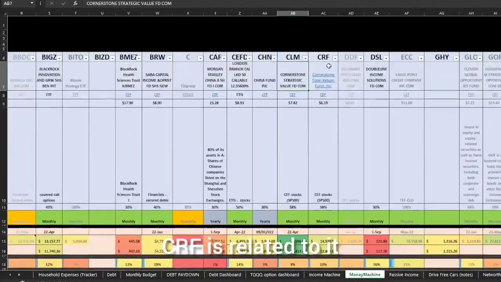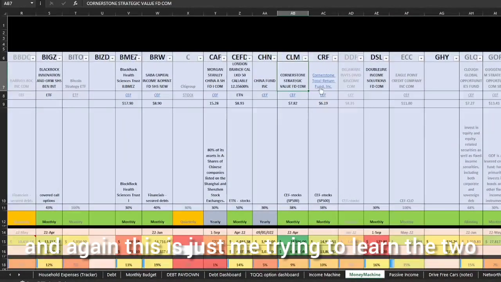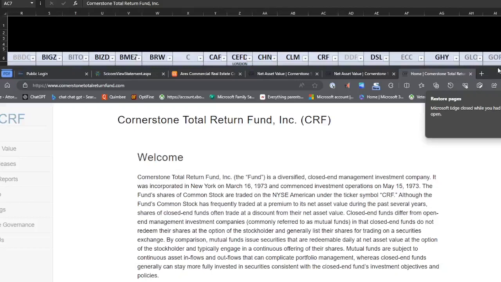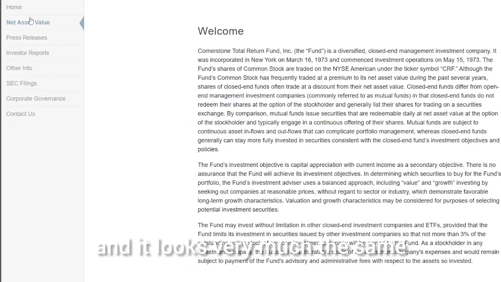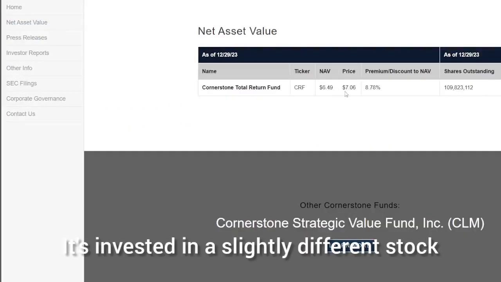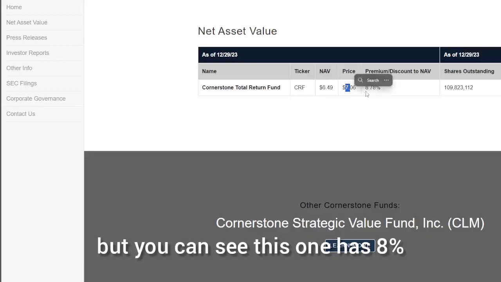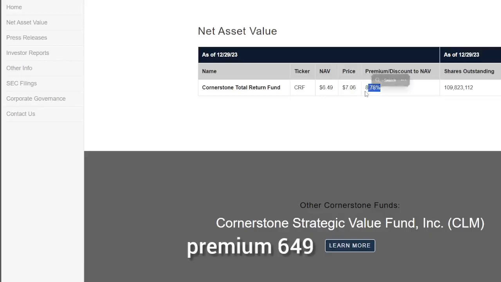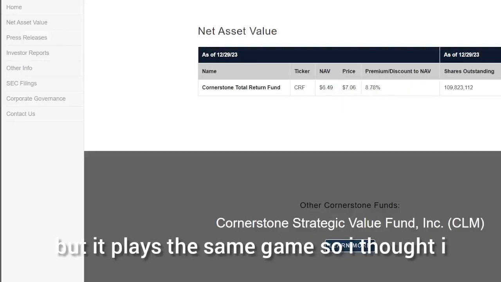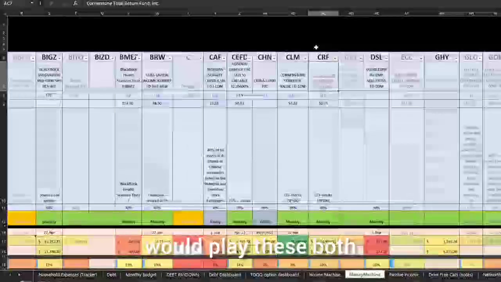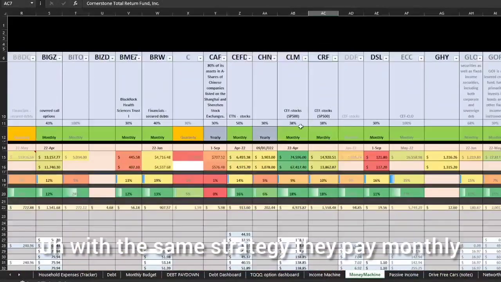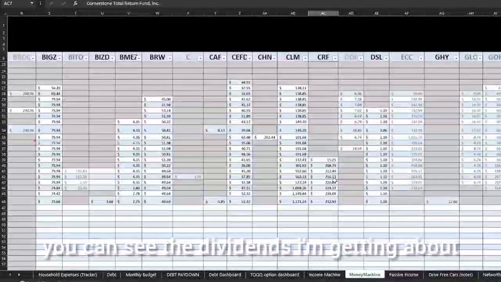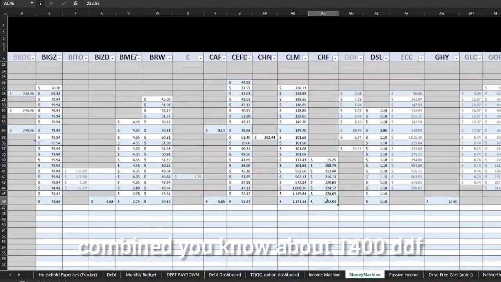CRF is related to it, and again, it's just me trying to learn the two. I've entered CRF, and it looks very much the same. It's invested in slightly different stock, but you can see this one has an 8% premium, 649, but it plays the same game. So I thought I would play these both with the same strategy. They pay monthly. You can see the dividends I'm getting, combined, about 1,400.